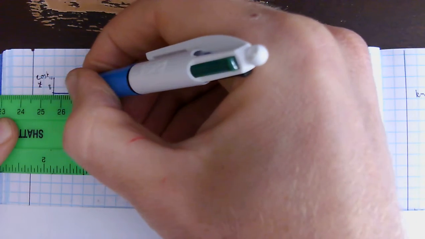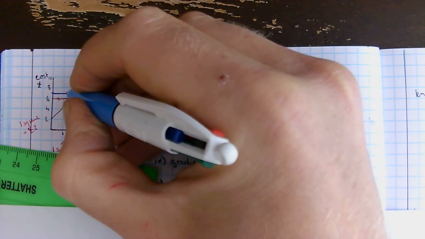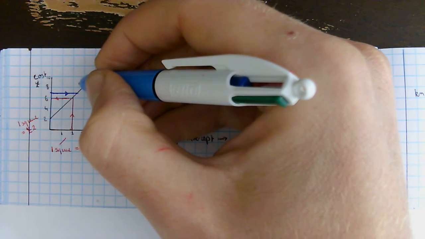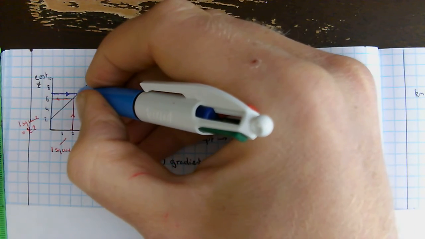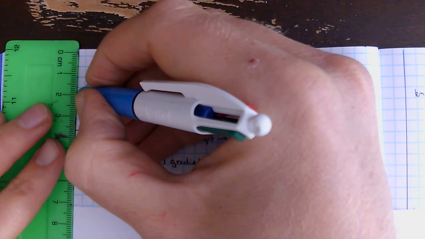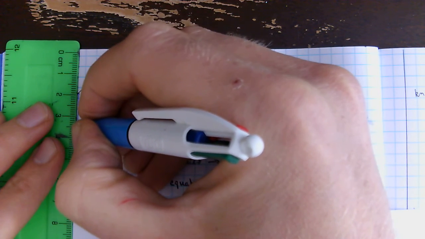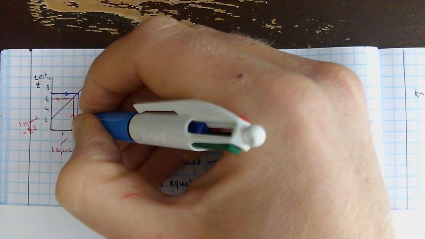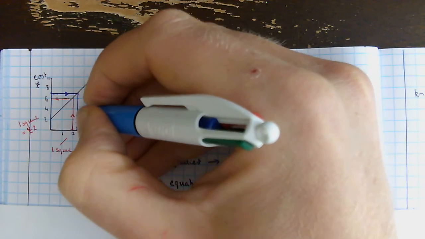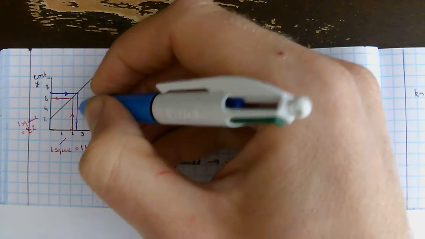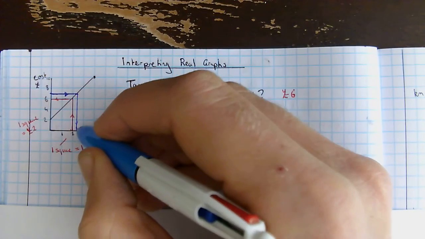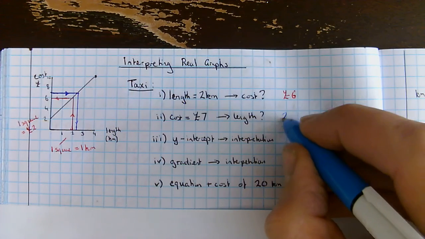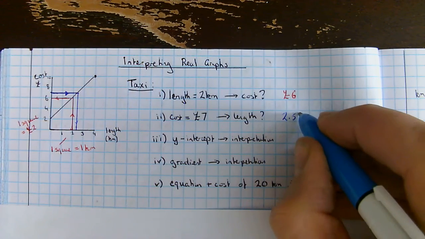We're going to draw our line across. We're starting at £7, drawing our line across, and we're going to try and work out how many kilometres that is, making sure our lines are perfectly vertical and perfectly horizontal. I haven't drawn that quite perfectly, but I think I've drawn it well enough, and we should be able to see that here I go halfway between 2 and 3 kilometres, which is 2.5 kilometres.